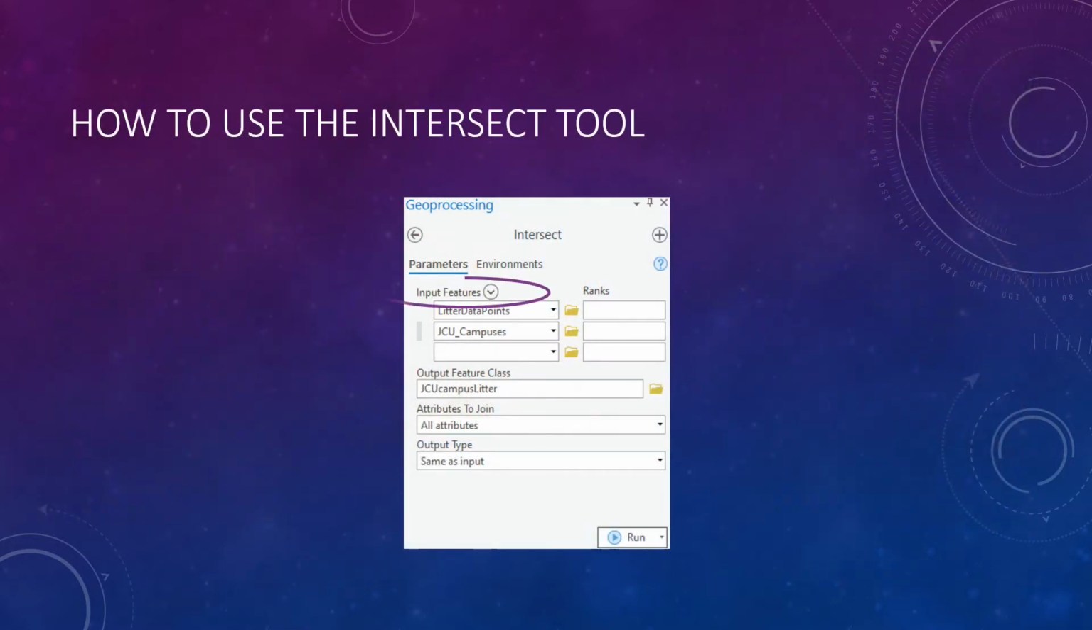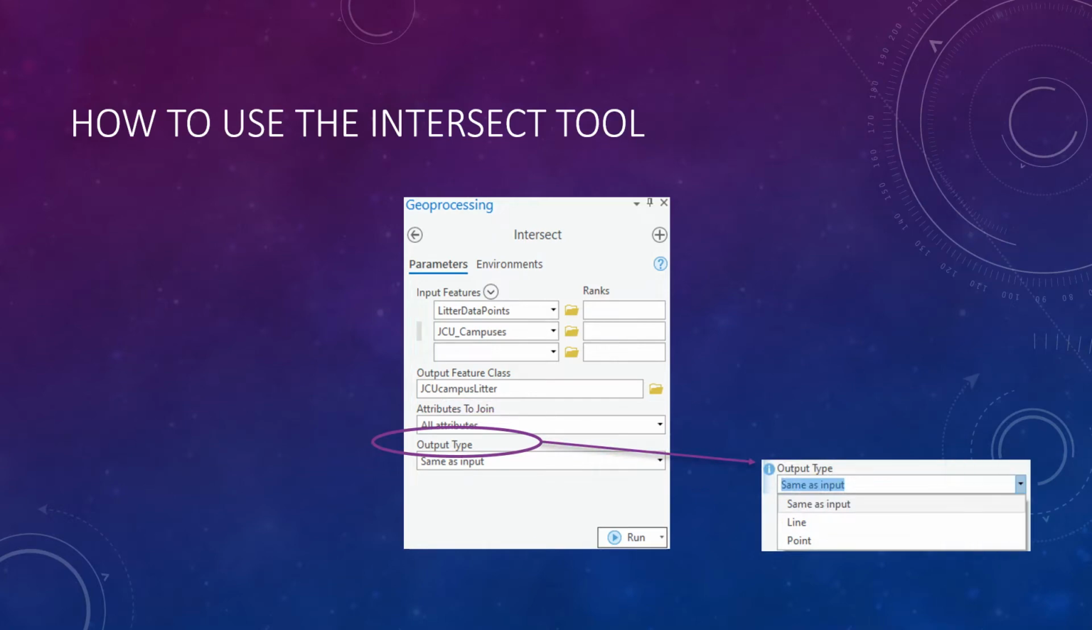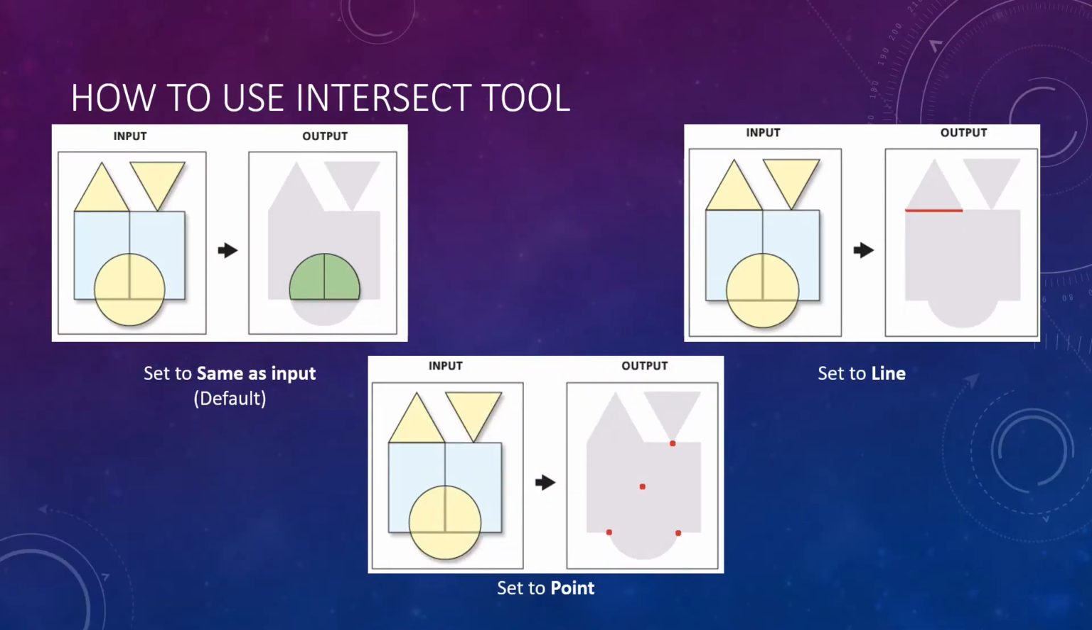This first option is where you can input your current feature classes. The second option is where you can name your intersected output. This option allows which attributes to intersect. The last option is mainly used when intersecting polygons. It allows outputs like so.